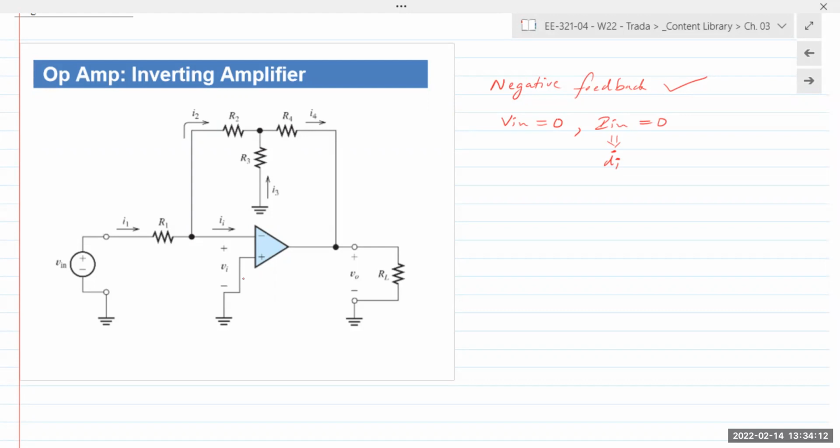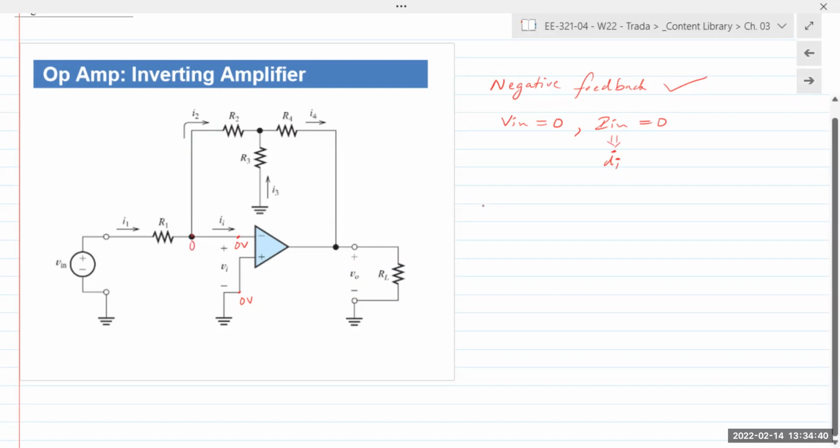Now, the non-inverting terminal is connected to ground. So from the inherent property of a negative feedback op-amp, we can say the inverting terminal is also ground, the virtual short concept, right? Virtual short.